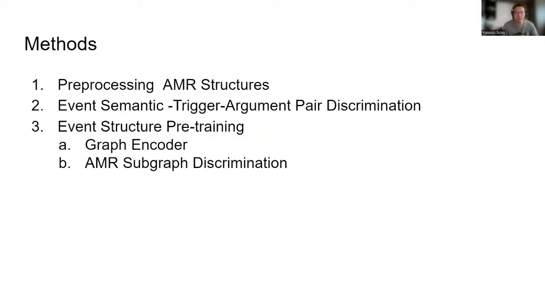There are three steps in the construction of this event extraction framework. The first step is to pre-process to get the AMR structures of the corpus. The second step is to train the encoders for the argument pair discrimination, which will be used in the event structure pre-training. And the final step is to build a graph encoder on top of the pair discriminated nodes and also construct the discrimination mechanism on the AMR subgraph.